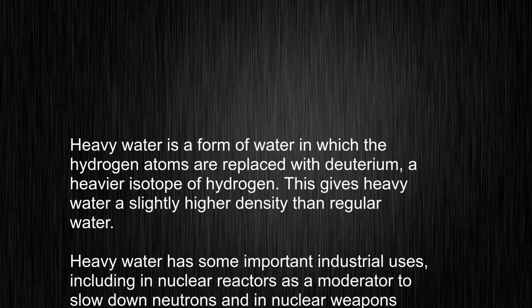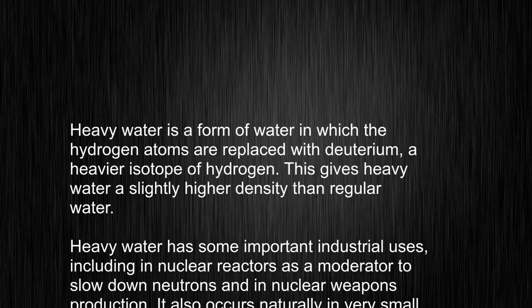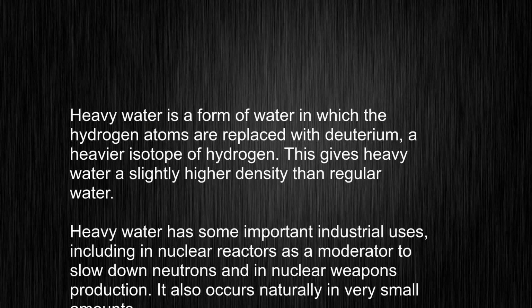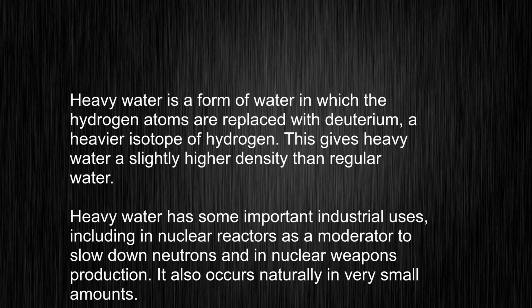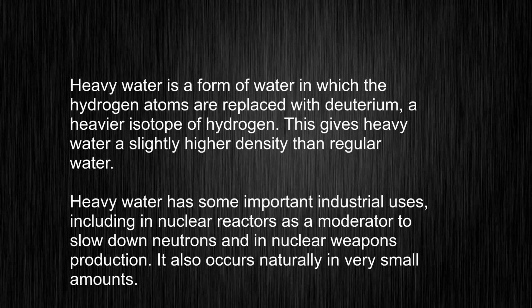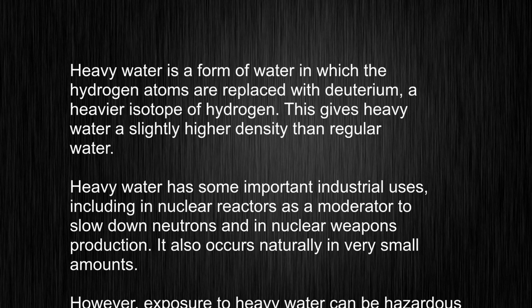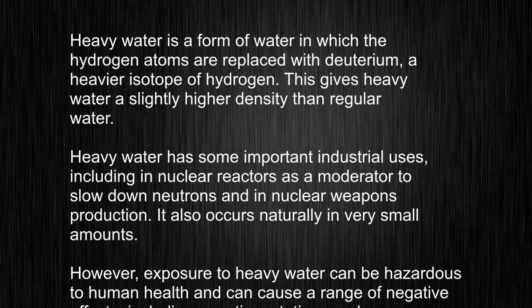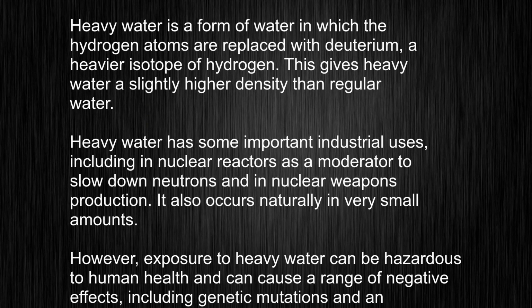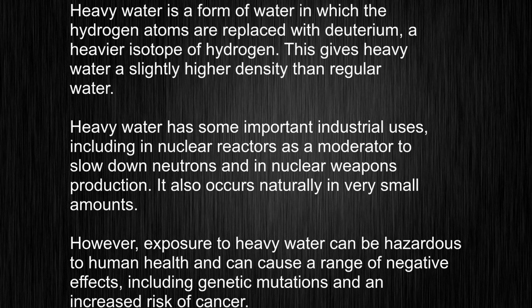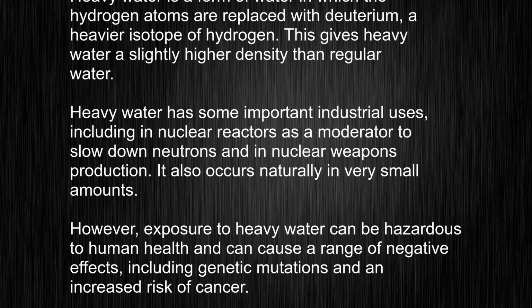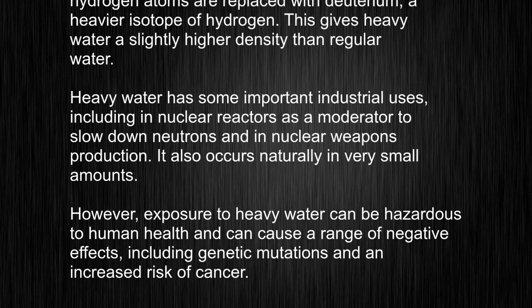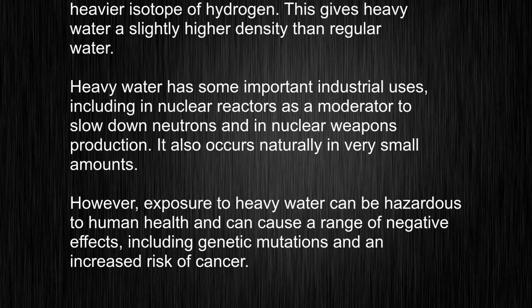Heavy water is a form of water in which the hydrogen atoms are replaced with deuterium, a heavier isotope of hydrogen. This gives heavy water a slightly higher density than regular water. Heavy water has some important industrial uses, including in nuclear reactors as a moderator to slow down neutrons and in nuclear weapons production. It also occurs naturally in very small amounts.